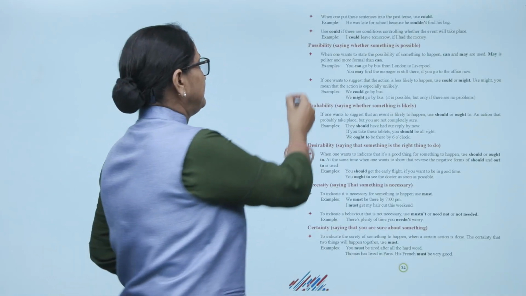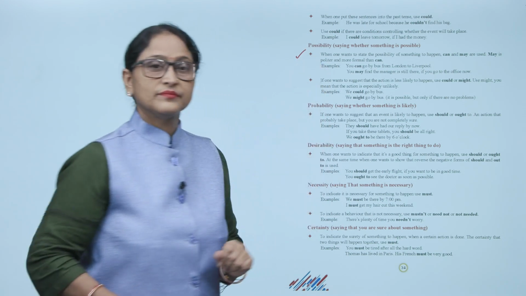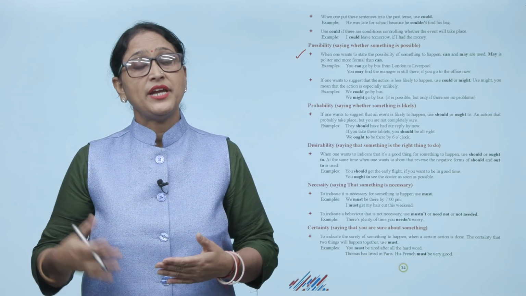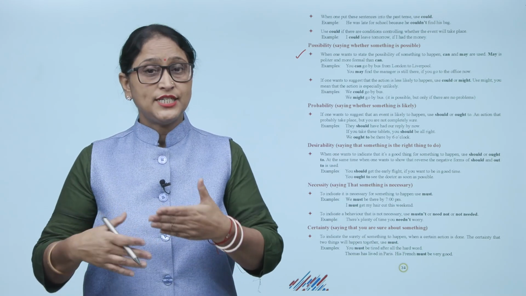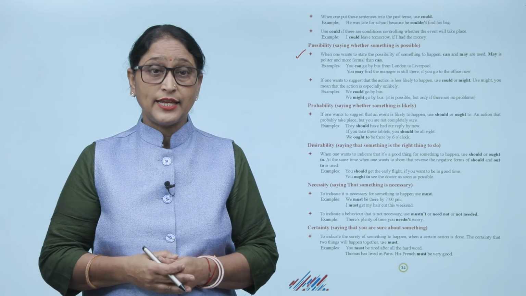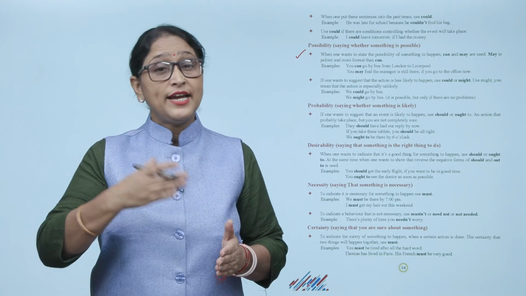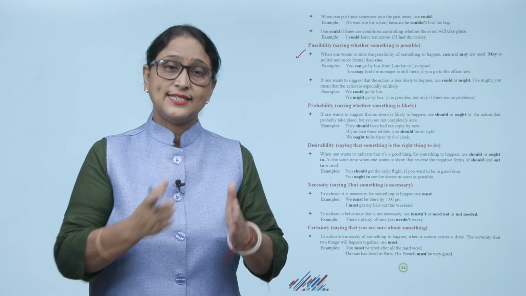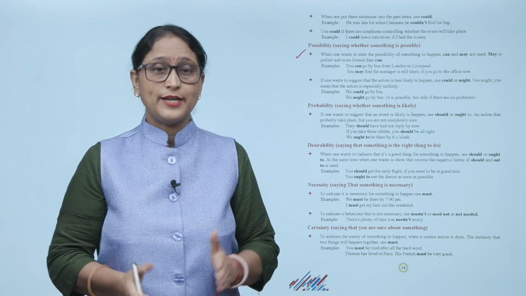Possibility. Saying whether something is possible. When one wants to state the possibility of something to happen, can and may are used. जब किसी चीज़ के होने की possibility होती है तो can और may का हम use करते हैं. May is politer and more formal than can. May can से ज़्यादा polite है और formal word है.